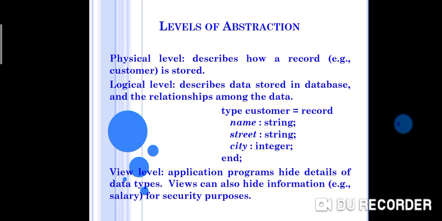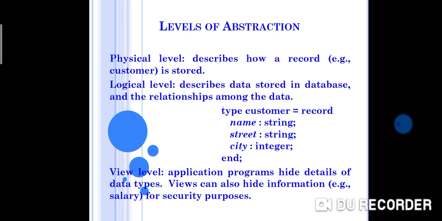Then the next level is the logical level. This is the middle level of the three-level data abstraction architecture. It describes what data is stored in the database. Finally, the view level. The view level is the highest level of data abstraction. This level describes the user interaction with the database.